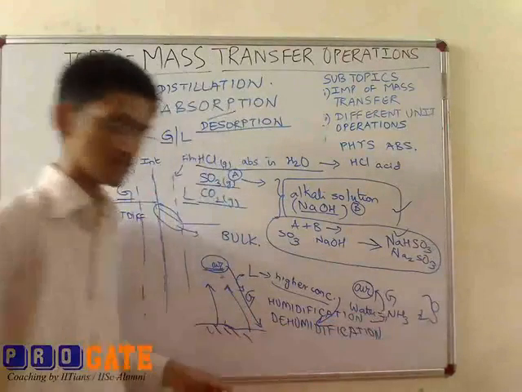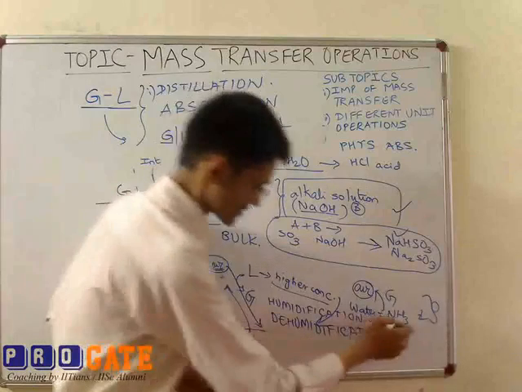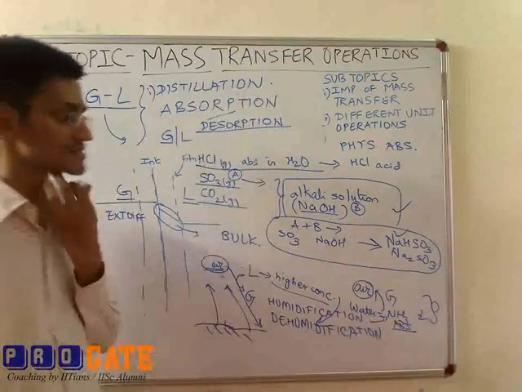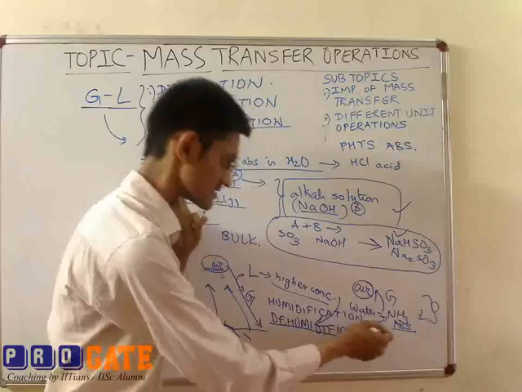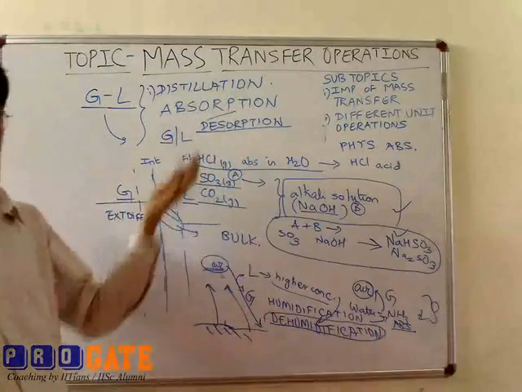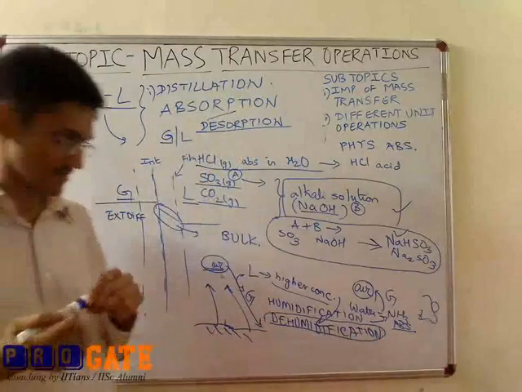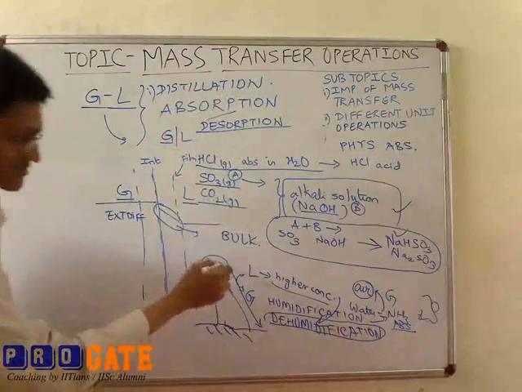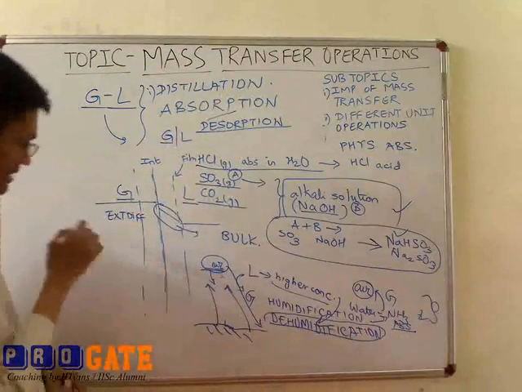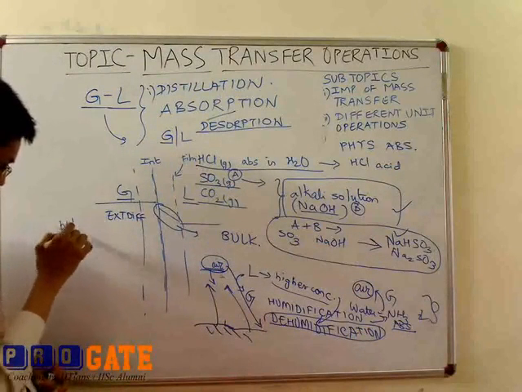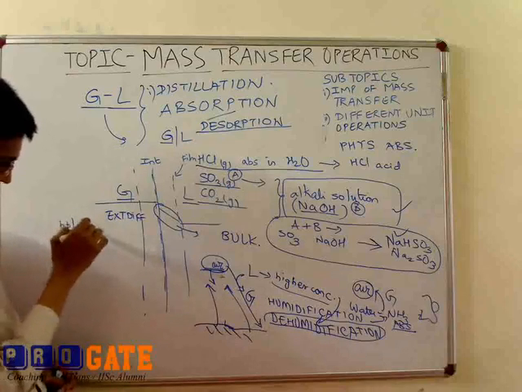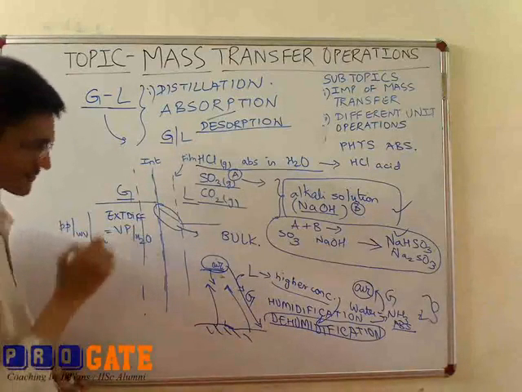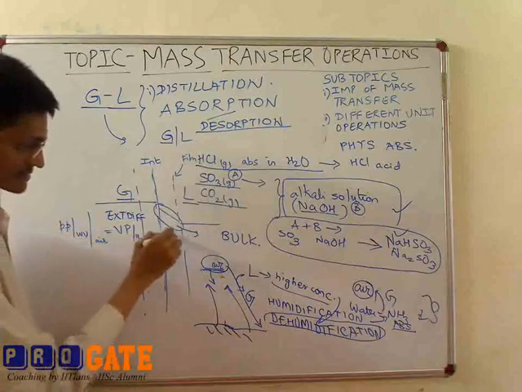Humidification is like absorption of water from liquid phase to the gaseous phase, so it's like desorption, and dehumidification is like absorption. It's the reverse in this case. So dehumidification, the moisture from the air would condense till the partial pressure of water vapor in air is equal to the vapor pressure of water at that temperature.